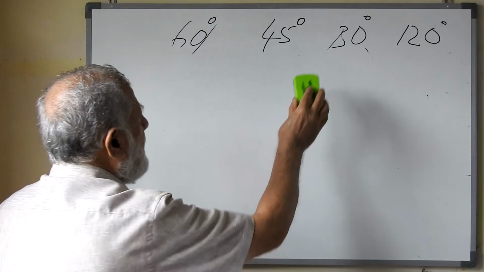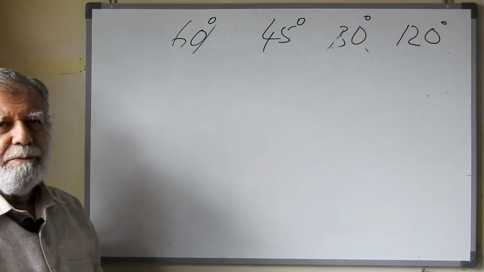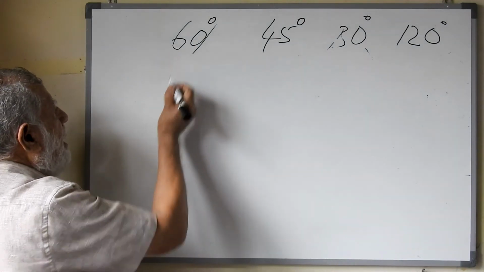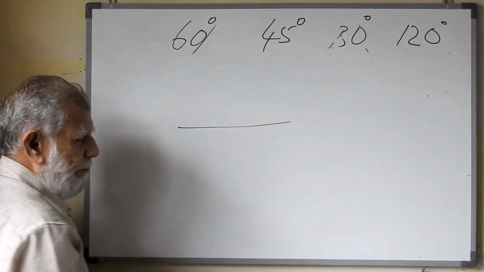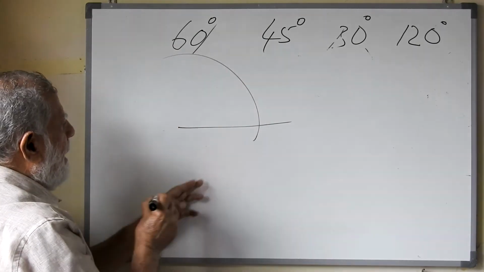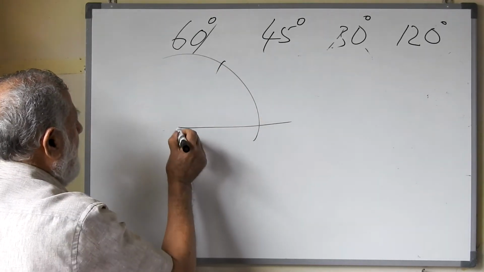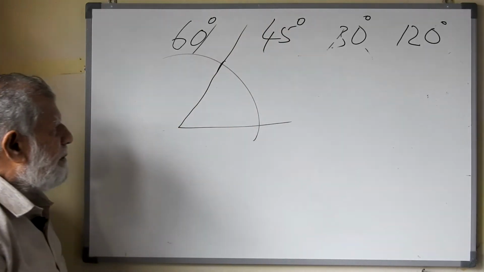Then next we have 30 degrees. 30 degrees is half of 60. Just now we studied how to draw 60 degrees. You draw a line, then with the compass draw an arc, and with the same measurement draw this arc, and then you join this. So this will be 60 degrees.